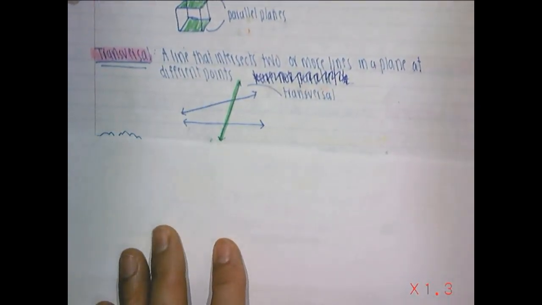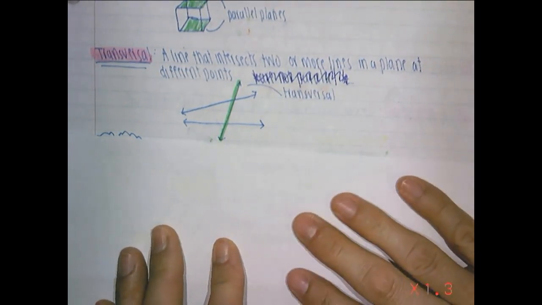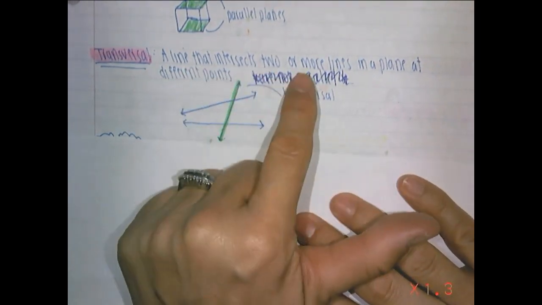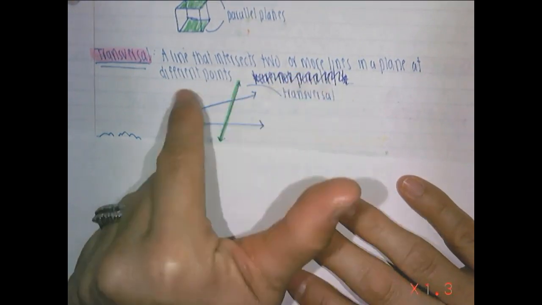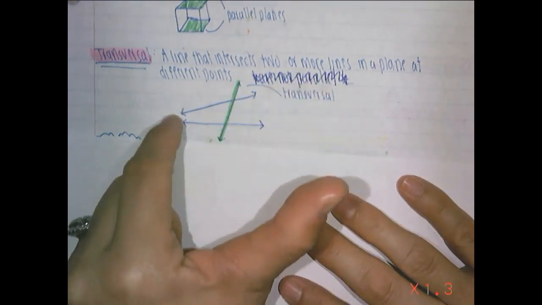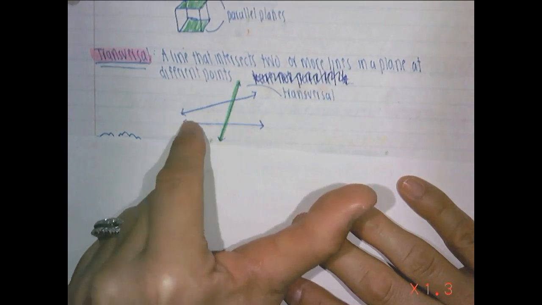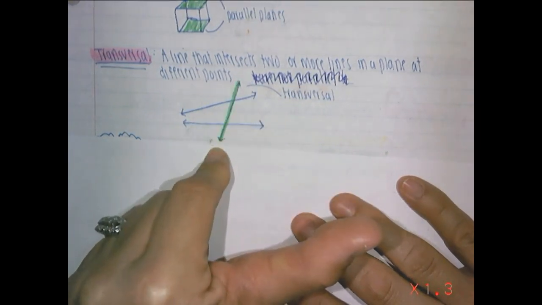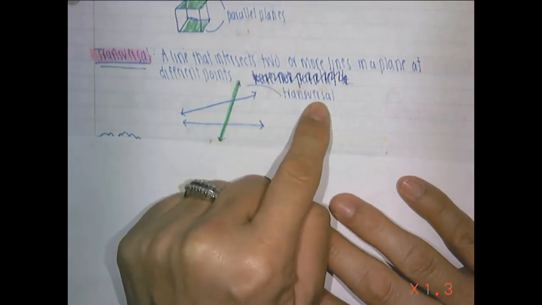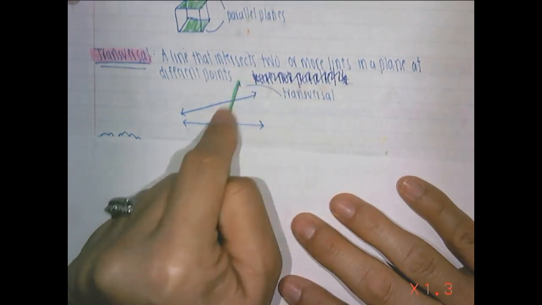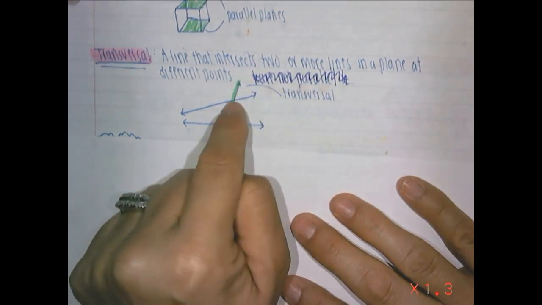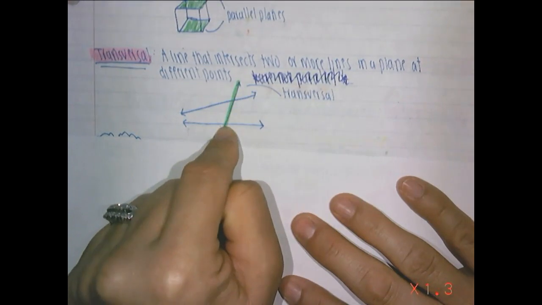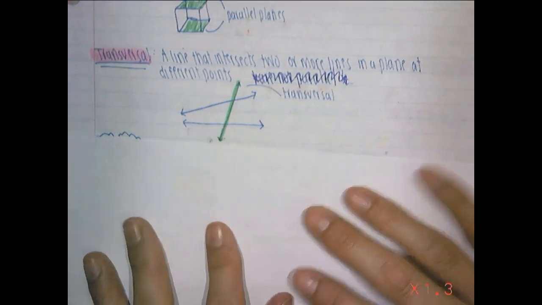Transversal. Okay, this is where you need to start paying attention a little bit more here. It is a line that intersects 2 or more lines in a plane at different points. So here's one line, and here's another line. This line that I highlighted in green, that's your transversal. It intersects this line at one point and this line at a different point. A transversal. It cuts through 2 lines.